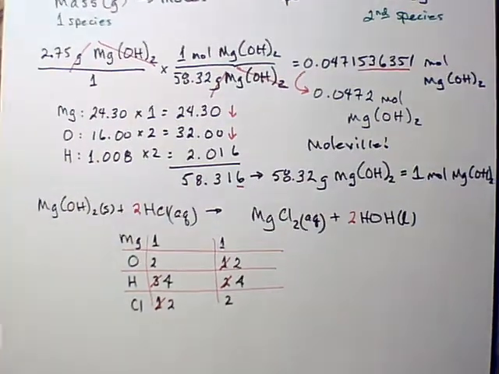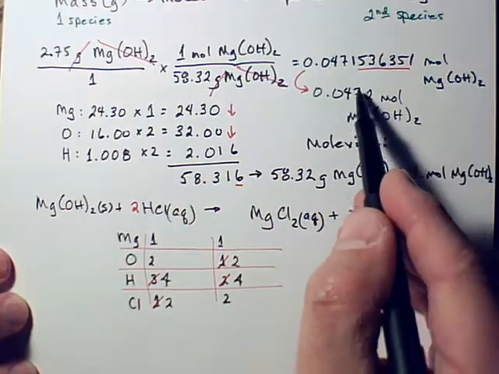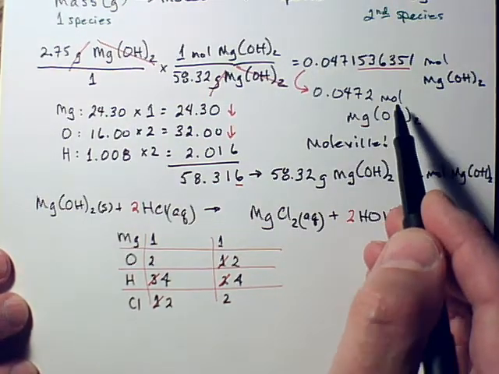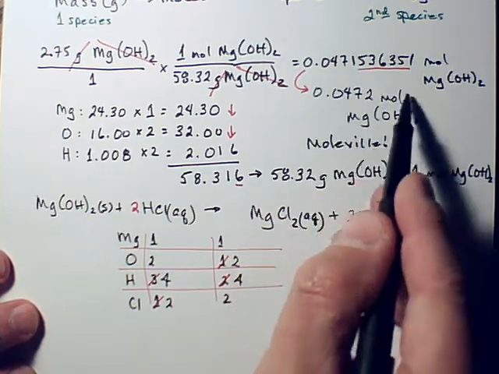With a balanced equation, I can write a molar ratio to change this species from moles of this species into moles of the second species. Okay, so this becomes a new starting amount.